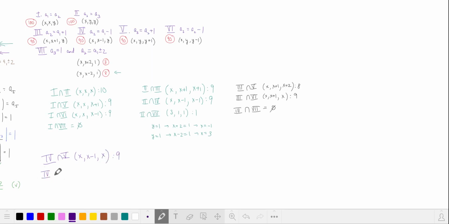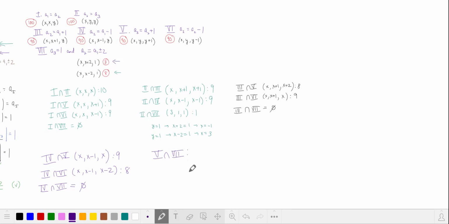Let's compare 4 and 6. The first two terms are x and x minus 1. And the third term is 1 less than that, so x minus 2. And there are 8 of these. Comparing 4 and 7. By 4, the middle term has to be 1 less than the first, but by 7, it has to be either 2 more or 2 less. So no overlap here. Let's compare 5. 5 and 6 won't have any overlap because the third terms are different. So we'll look for overlap with condition 7.